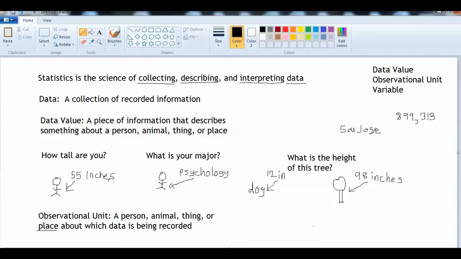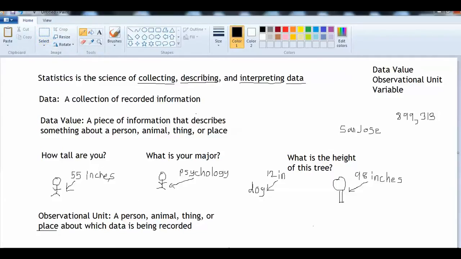So if you asked one of your friends, what grade did you get on your last exam? The number that the person tells you would be a data value, and your friend would be the observational unit, because when you ask your friend what his or her final exam score was, you're collecting data from your friend, which then makes your friend the observational unit. So we know what an observational unit is.